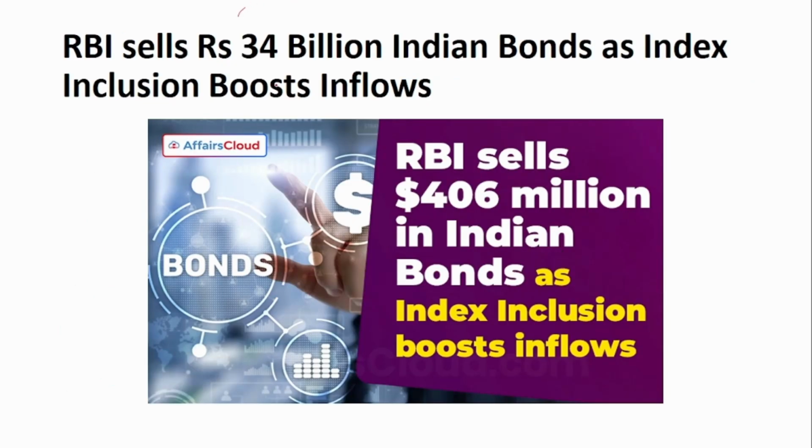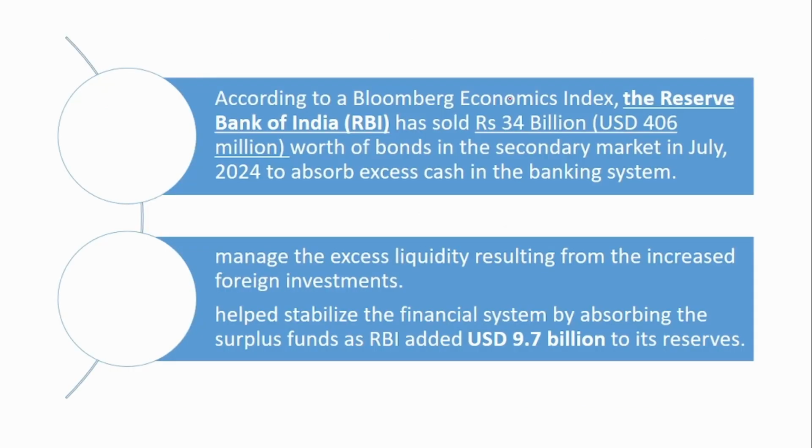Next is that RBI sells 34 billion Indian bonds as index inclusion boosts inflow. So a lot of money has been flowing into our country in the form of index inclusion. So to arrest the liquidity that has been raised, RBI has sold these many bonds into the secondary market. According to a Bloomberg Economic Index, the RBI has sold 34 billion, that is 406 million worth of bonds in the secondary market to absorb the excess cash in the banking system. By doing this activity, it will be able to manage the excess liquidity resulting from the increased foreign investments. And also this will stabilize the financial system by absorbing the surplus fund as RBI added 9.7 billion to its reserve. So to manage the excess liquidity and also to stabilize the financial system, it has sold these many bonds into the secondary market.